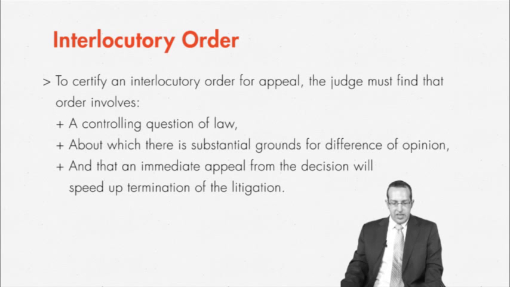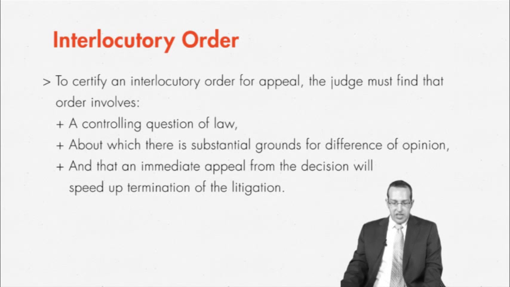In order to certify an interlocutory order for appeal, the district judge must find that the order involves 1, a controlling question of law, 2, about which there is substantial grounds for difference of opinion, and 3, that an immediate appeal from the decision will speed up the termination of litigation. That has to be a controlling question of law. It has to be important to the case.